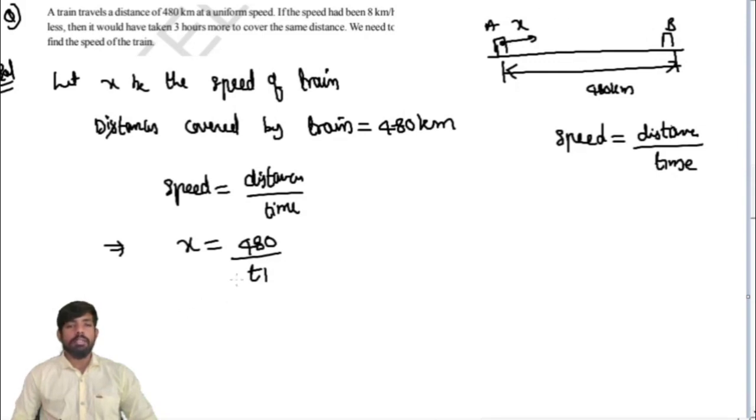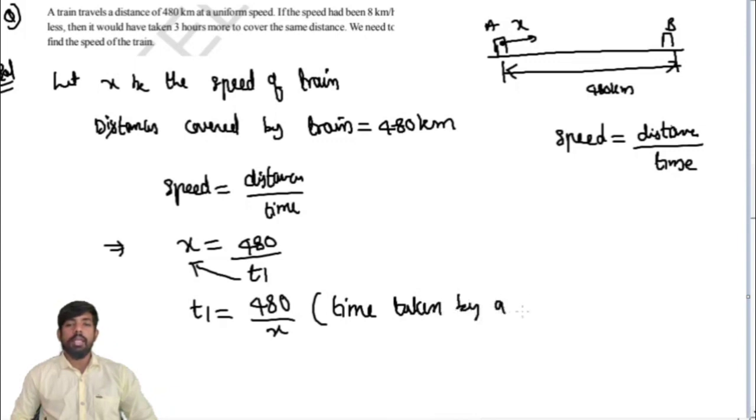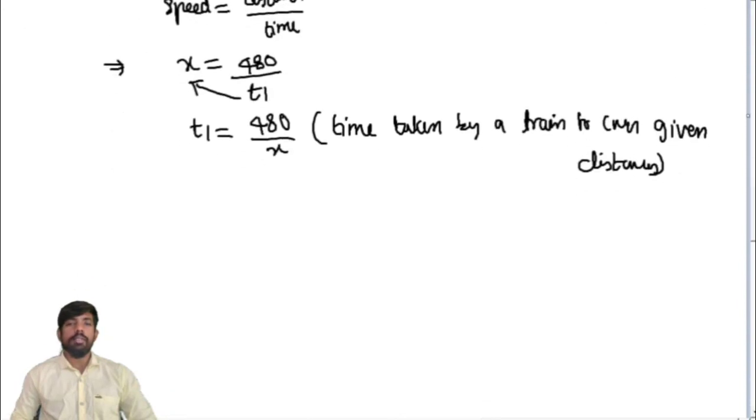Now send t1 to the left-hand side. t1 is equal to 480 by x. So 480 by x is the time taken by the train to cover the given distance. Here t1 is the time taken by the train.